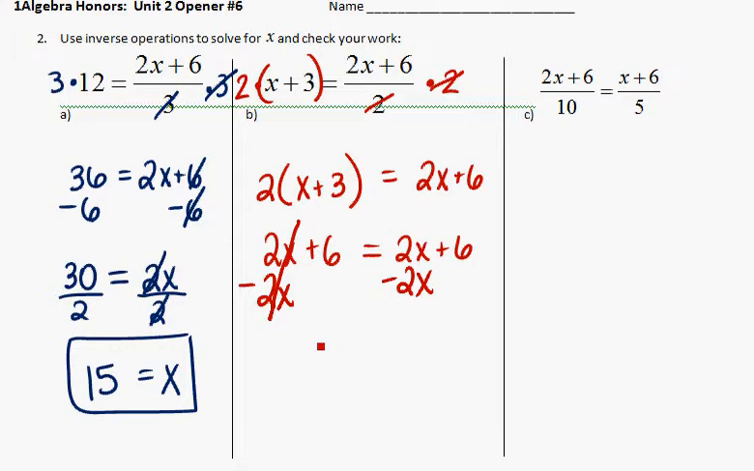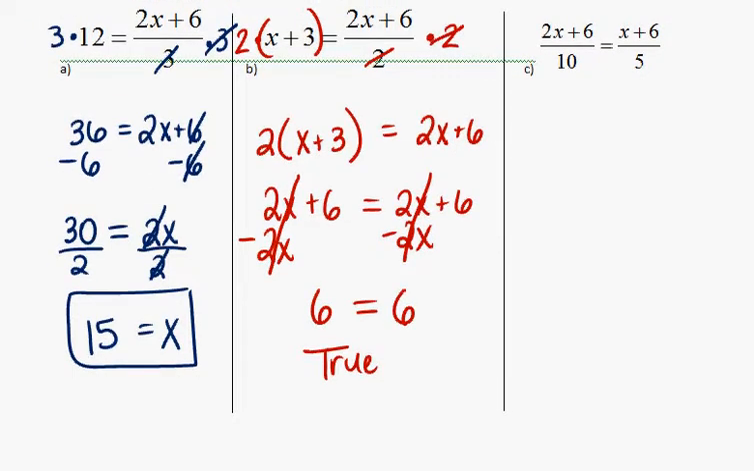So on the left-hand side, I just have 6 equals, and then I have that same exact thing on the right-hand side. 2x minus 2x means I have no x's. And so what I'm left with is 6 equals 6. Well, that's true. 6 does equal 6. Whenever this happens and your variables cancel out and you're left with something that's true, that means that x can actually be any real number.